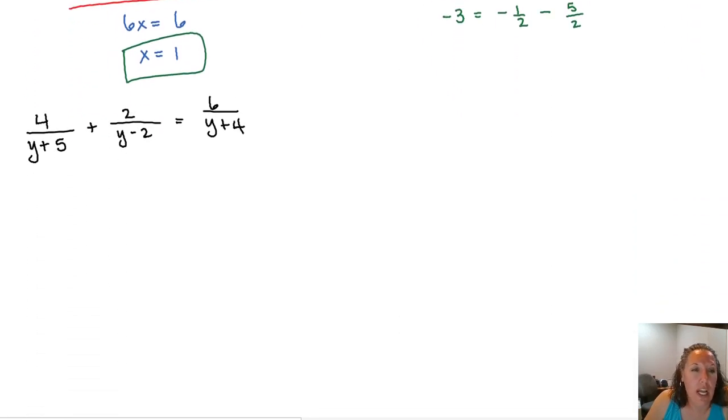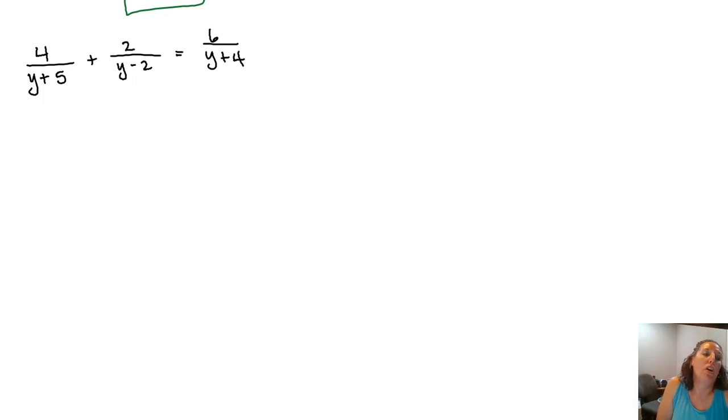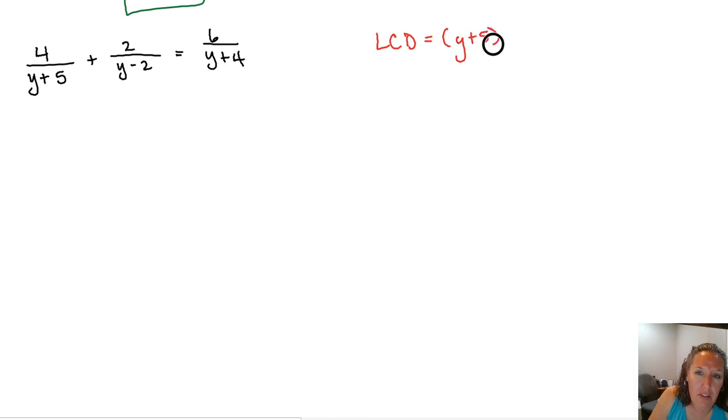All right, let's go on to our next problem. We have the equation 4 over y plus 5 plus 2 over y minus 2 equals 6 over y plus 4. So a similar approach on this one. The only difference is that our LCD is going to include all three of those denominators. There are no common factors. So our LCD is going to be y plus 5 times y minus 2 times y plus 4. We're going to multiply each of those terms by that LCD.